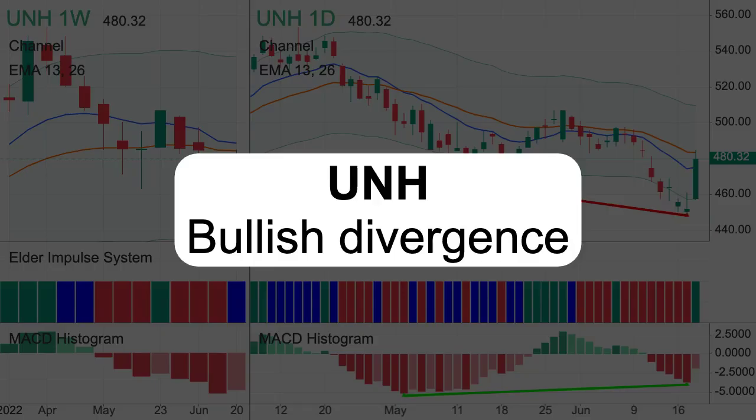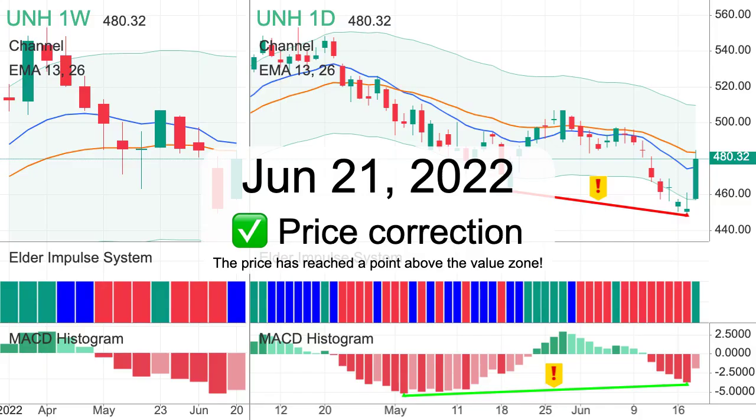Let's consider the stock of United Health Group Incorporated. On June 21, 2022, a bull divergence formed in a downtrend. This is a strong buy signal. There is a first light bar on the histogram. Are you ready to submit a buy order?